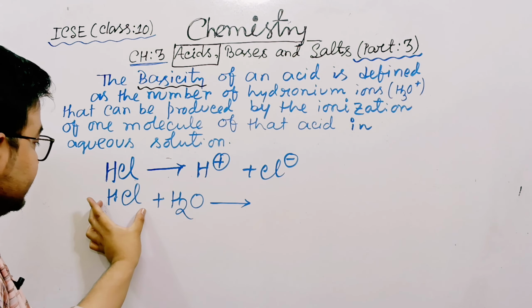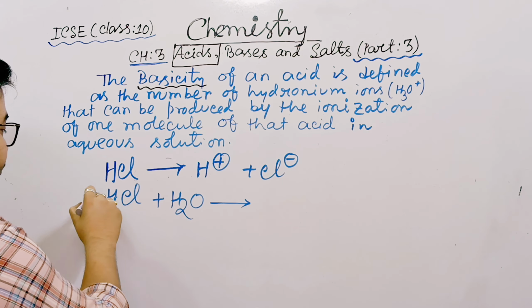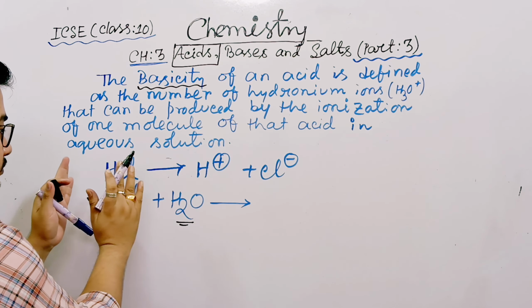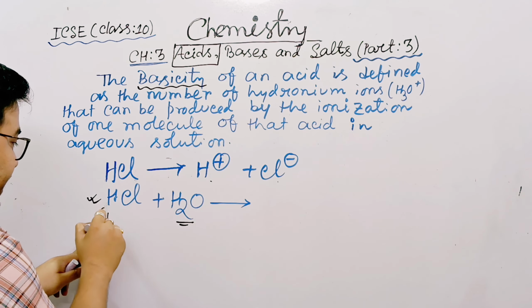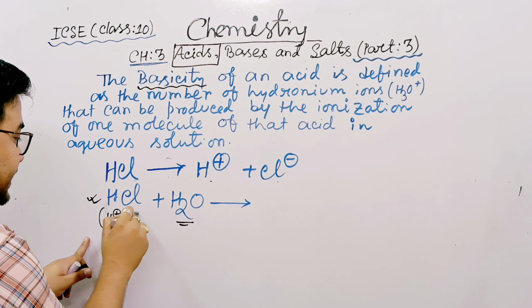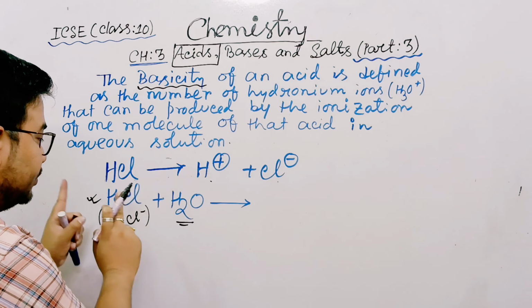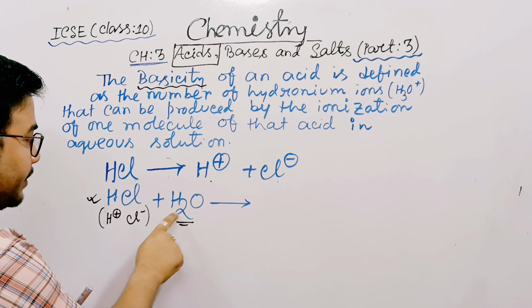Now since HCl produces H+, and in the second concept we have water, clear your concept: H+ produces these two. So in HCl we have both H+ and Cl-. Now when you dissolve this HCl into water, what will happen?